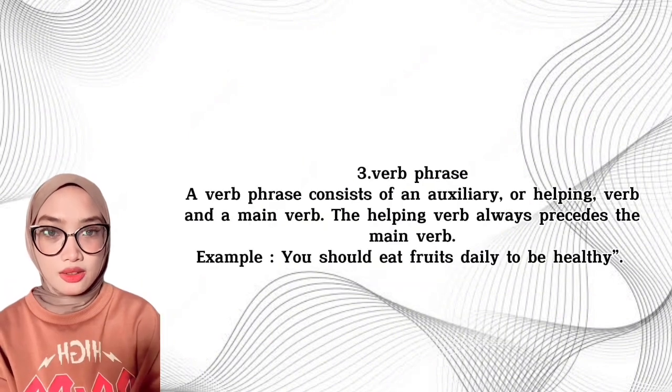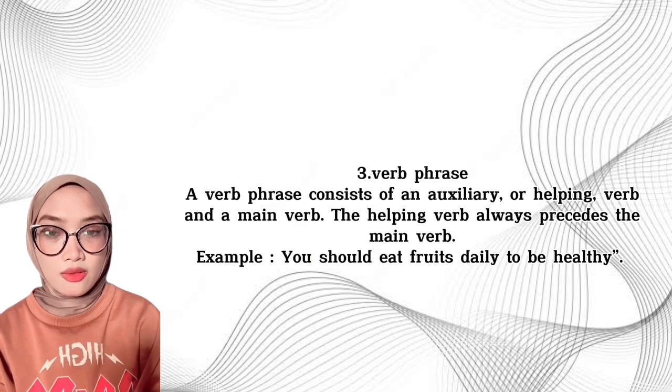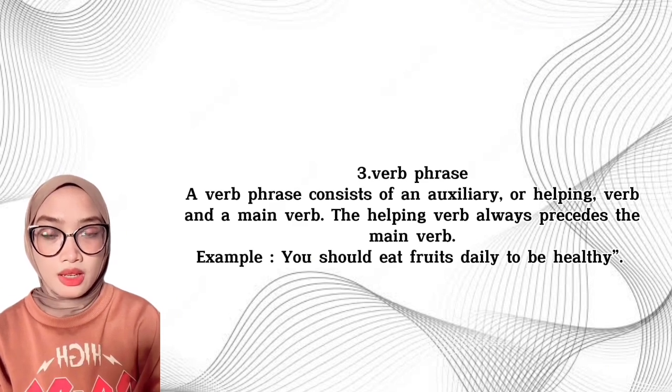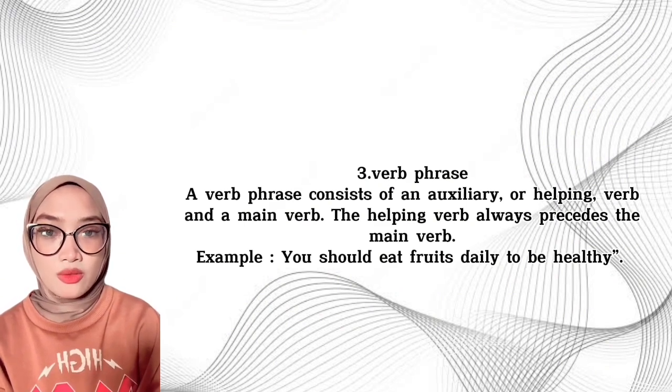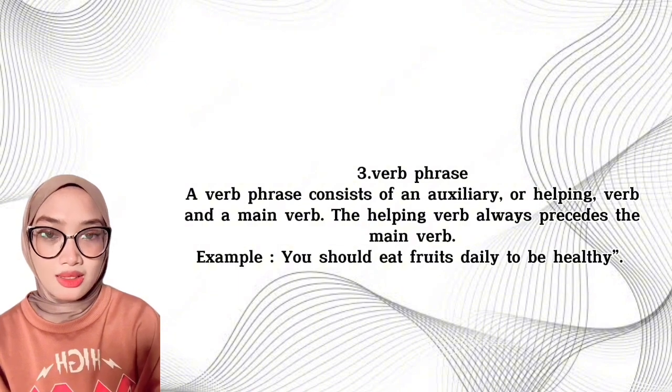A verb phrase consists of an auxiliary or helping verb and a main verb. The helping verb always precedes the main verb. Example: you should eat fruits daily to be healthy.